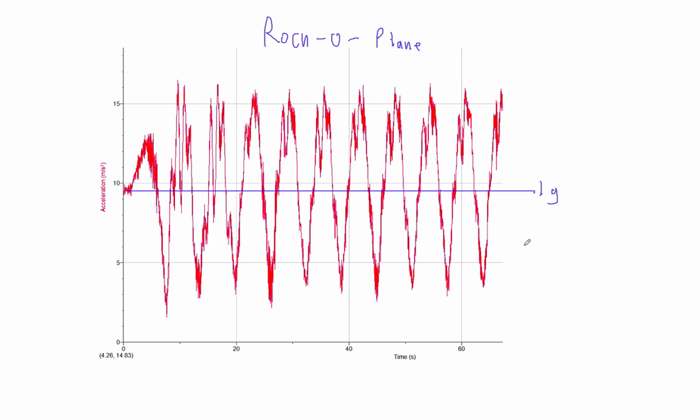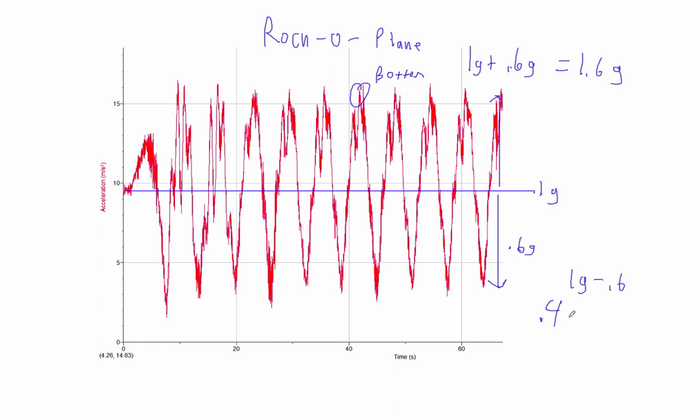This looks to be about 0.6 Gs, doesn't it? 0.6 Gs this way, right? And then this way is also about 0.6 Gs, right? So here we are at the bottom. The Rocco plane looks to be about 1G plus 0.6 Gs, right? About 16 meters per second squared, roughly, right? 1.6 Gs. And here it's 1G minus 0.6, or about 0.4 Gs. And this is at the top, okay? That's kind of fun, right?